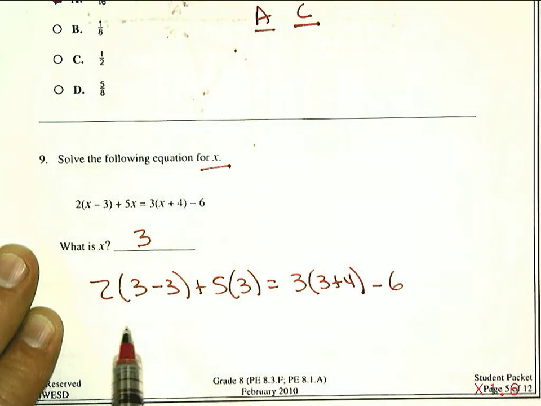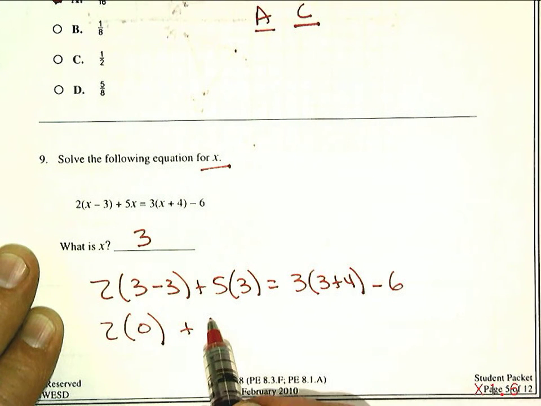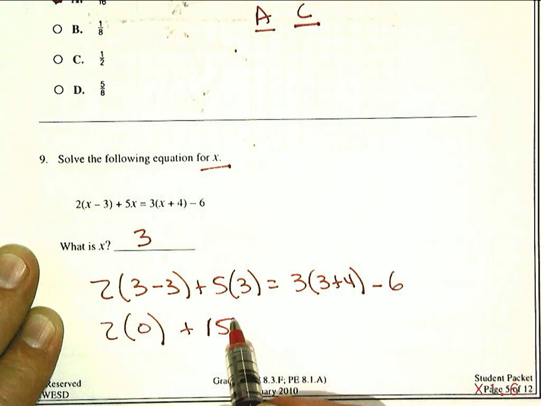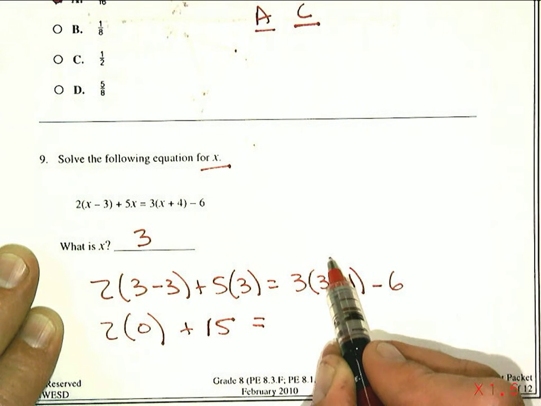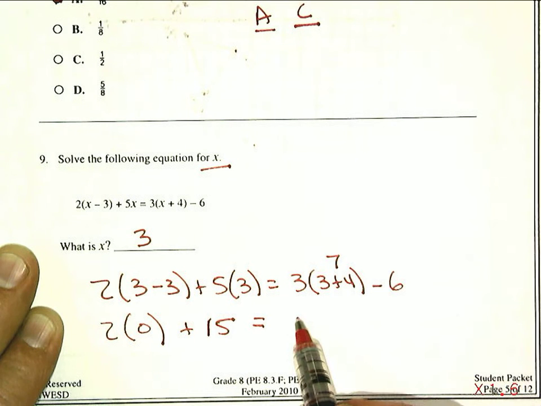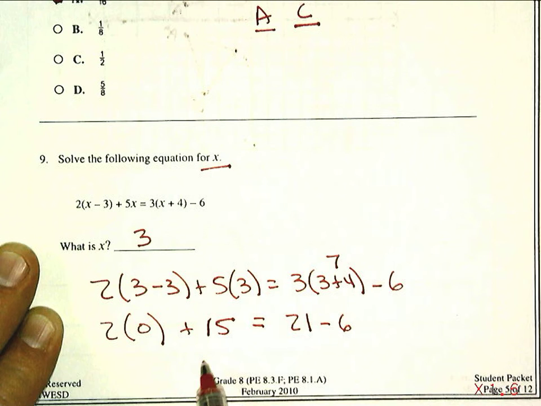So I just want to prove this is true. And this part's real simple, because 2 times 0 plus 5 times 3, which is 15, equals, this together is going to make 7. So 7 times 3 is 21 minus 6. So 15 equals 21 minus 6, which is 15. So the 3 worked. It's a good way to check.